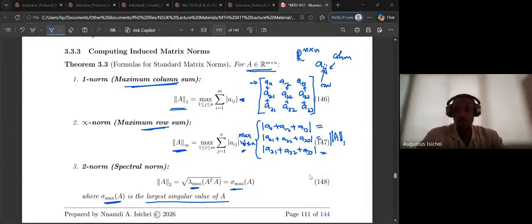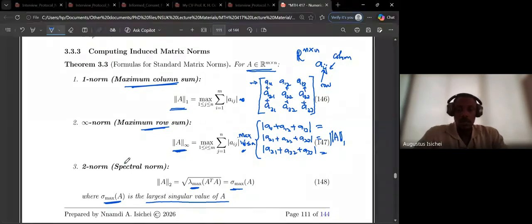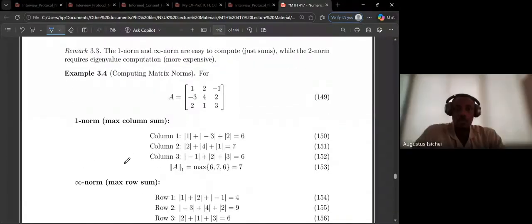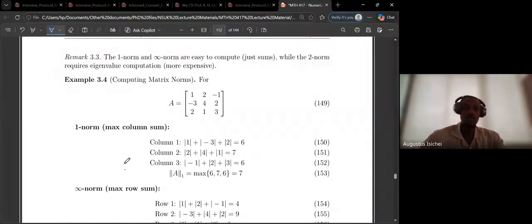Are we together? Are we following, please? Please give me reactions if you're following. Please give me a reaction if you can hear me. Just give me a thumbs up, please. Good. All right. Let's look at some examples here.